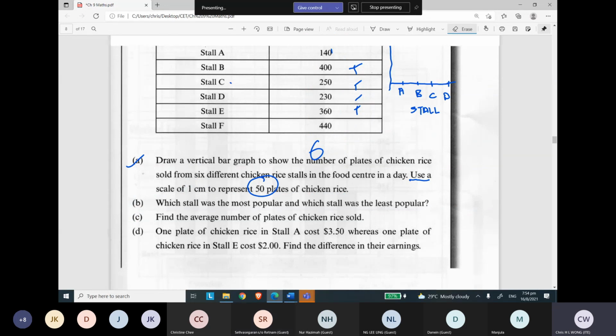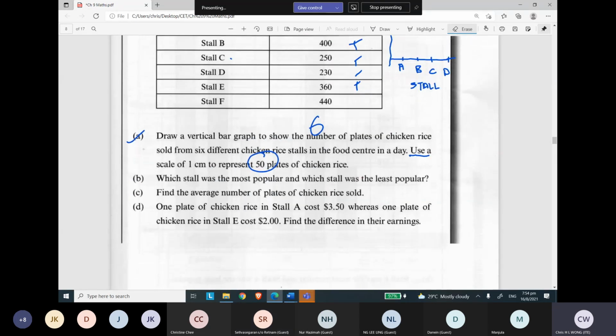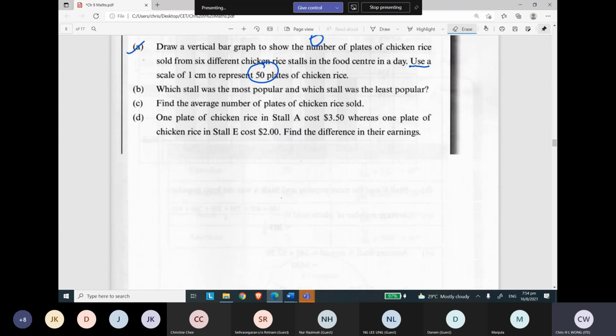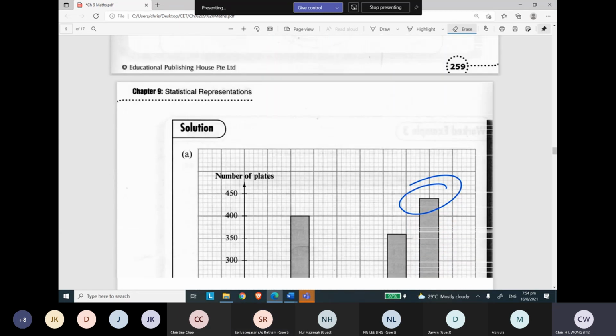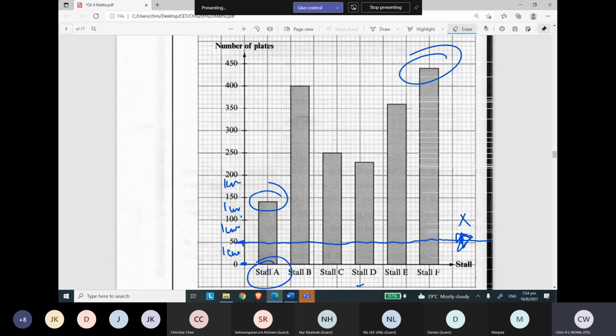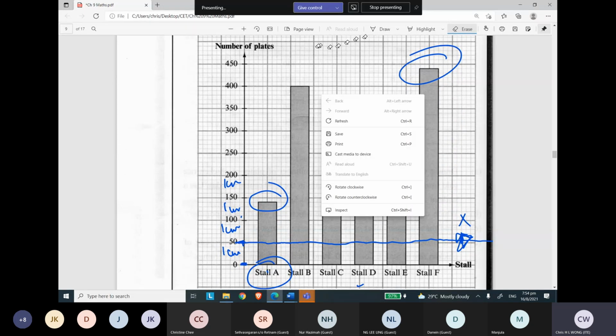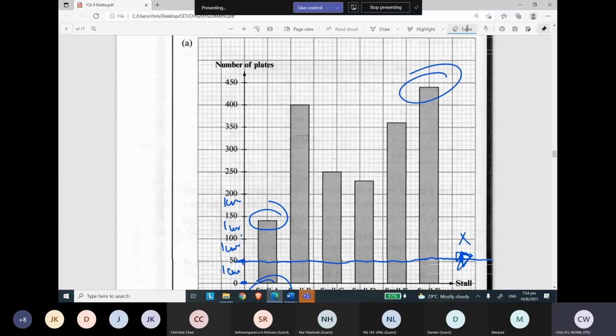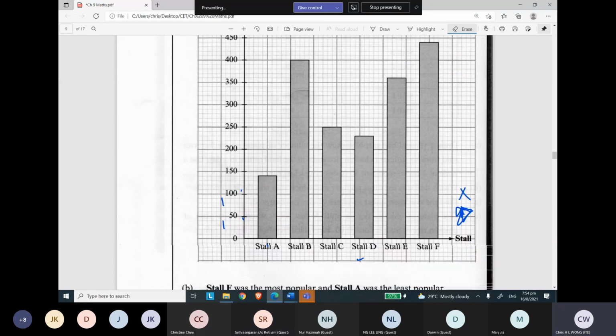Store A is $3.50, store B is $2. So I look at this. Store A is $3.50, right? So this is $3.50. Maybe I erase this first. Okay, store A, this one is $3.50 for the first one, so I put $3.50 here, one plate. Store E is $2, right? So what do you do?